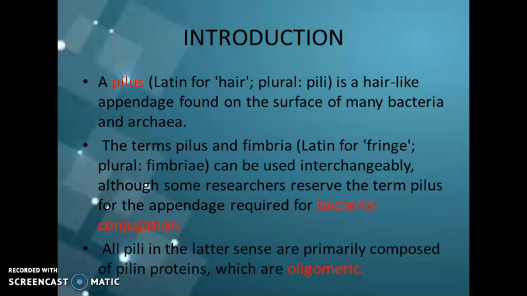The pilus is used as an appendage for bacterial conjugation, whereas fimbria is used for adhesion, that means attachment of the bacteria to surfaces. All the pili are primarily composed of pilin proteins, which are oligomeric.